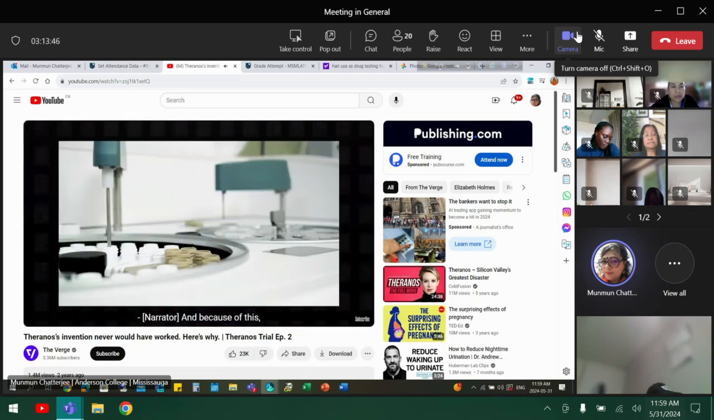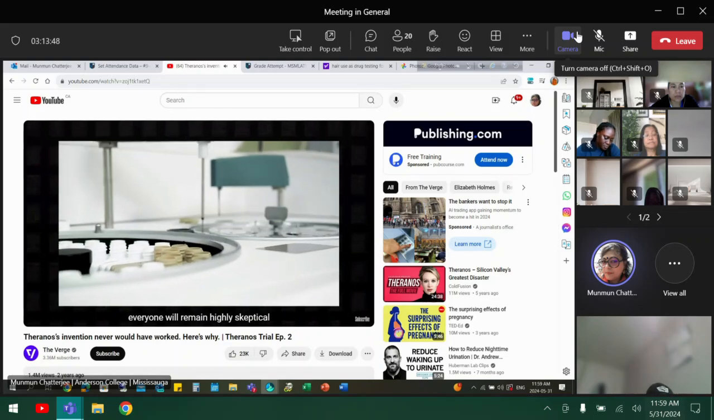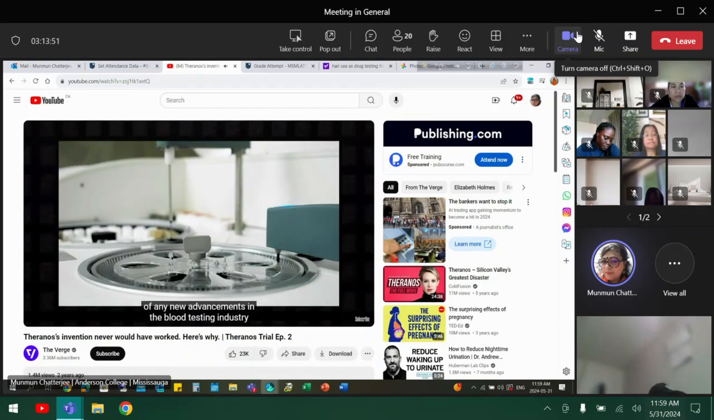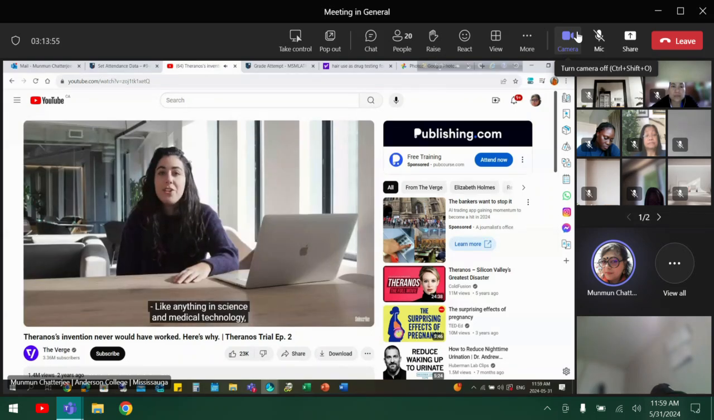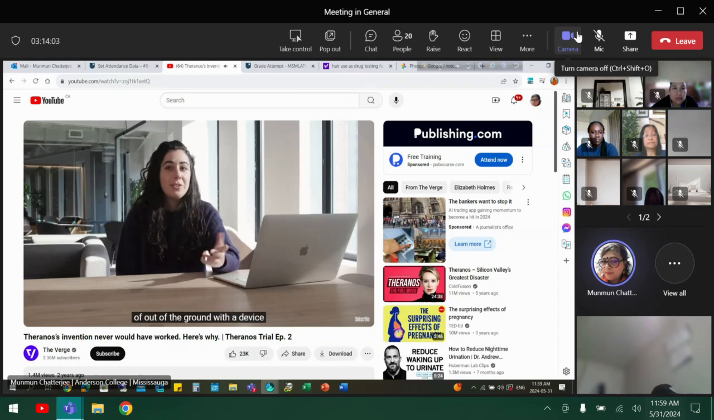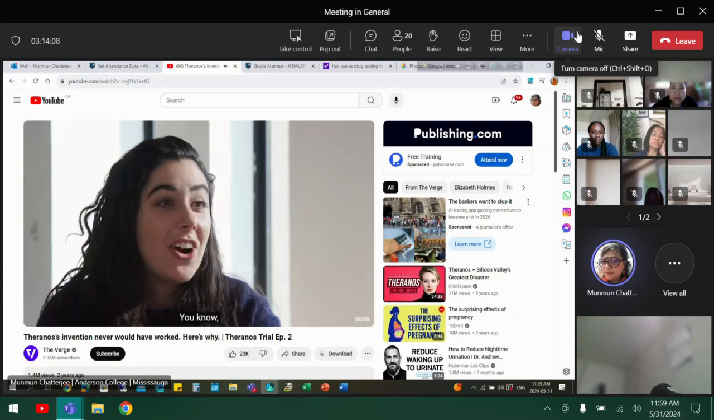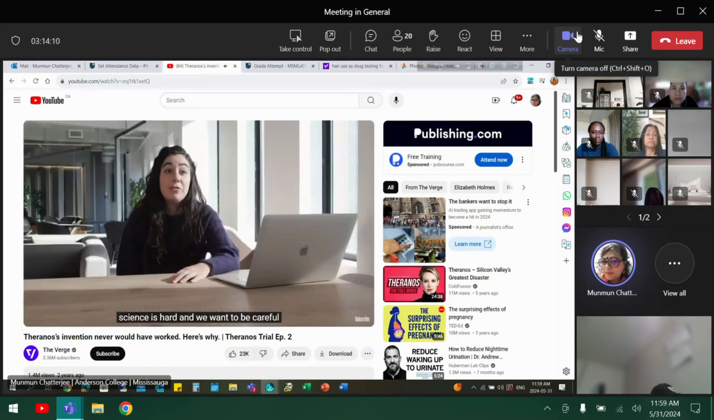And because of this, everyone will remain highly skeptical of any new advancements in the blood testing industry for years to come. Like anything in science and medical technology, you're going to see progress and you're going to see iterative innovation. But what we're likely not going to see is someone pop out of the ground with a device that's going to change everything. You know, science is hard, and we want to be careful with how we move forward and make sure that the progress we're making is actually real progress.